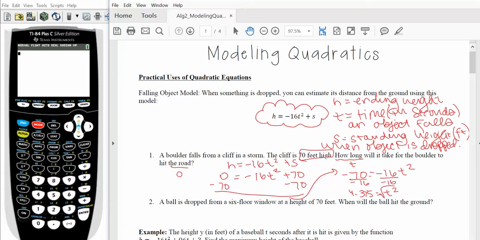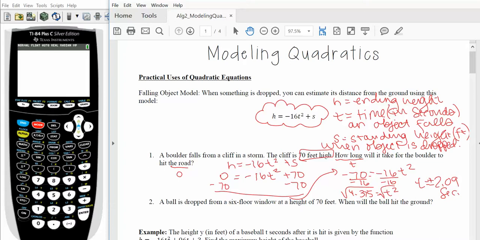Now I'm going to square root both sides to get t. So t equals 2.09 seconds. So basically, 2 seconds and the boulder will hit the ground. And obviously it's plus or minus because when you square root, you have to take plus or minus. But in a real world setting, you can't go negative time, so it's positive.